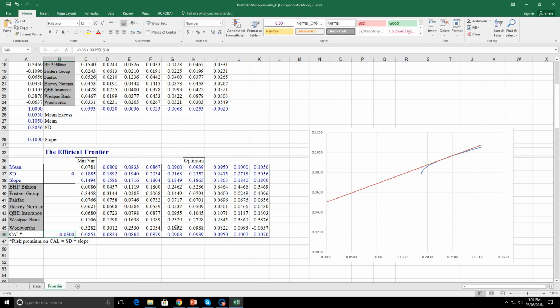So if you remember about this capital allocation line, for each of these points, this is the risk-free rate plus the standard deviation multiplied by the slope of our optimum risky portfolio. So this is how we draw an efficient frontier.